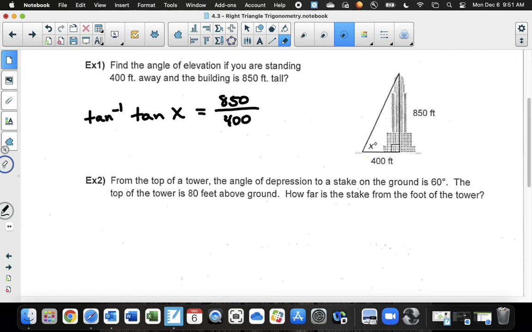is inverse tangent. Just like if I took the square root to cancel out something that was squared, the inverse tangent will cancel out the tangent, leaving you with x. And just like always, whenever you solve an equation, anything you do to one side, you have to do the same thing to the other. So I took the inverse tangent on the left, which means I also need to take the inverse tangent of the right.